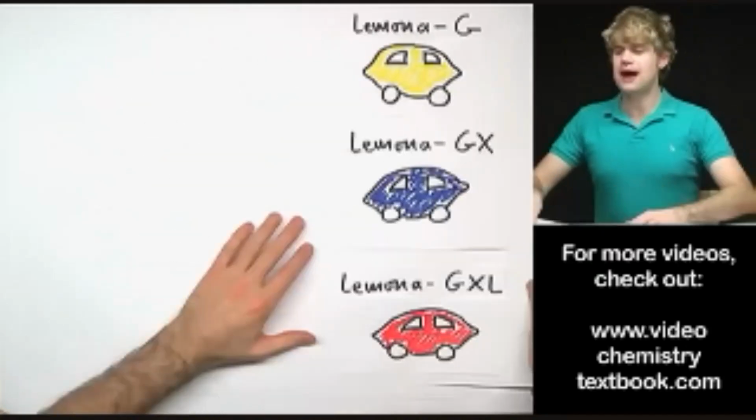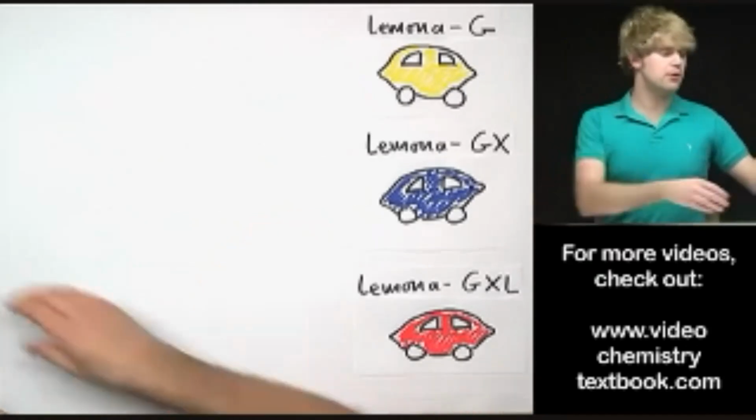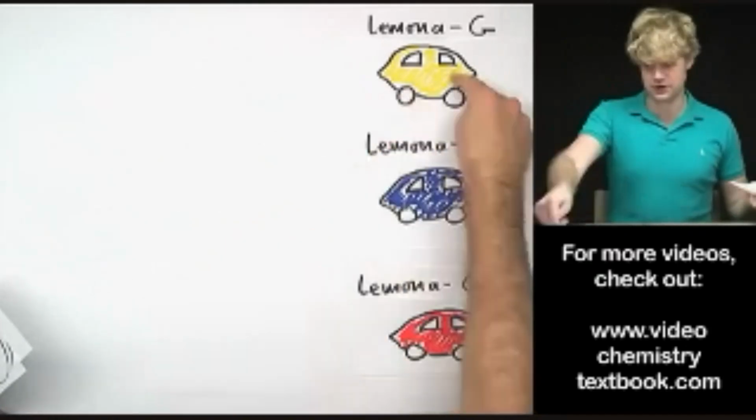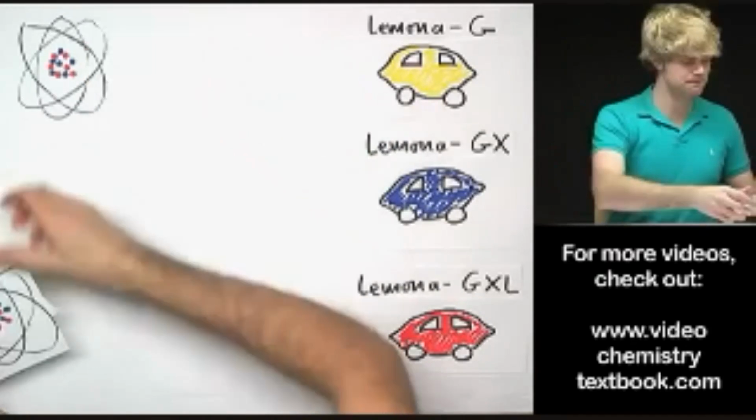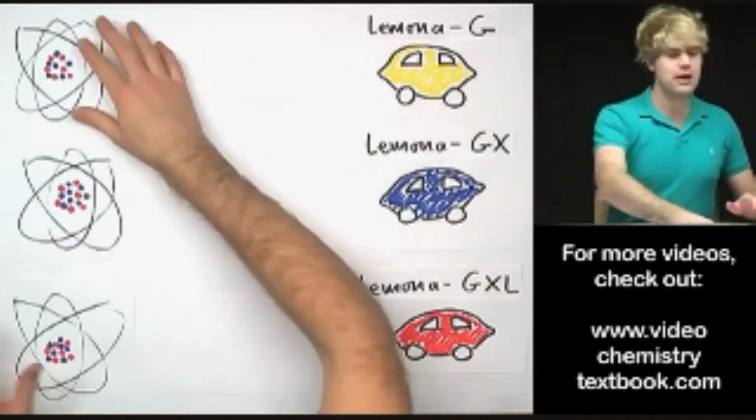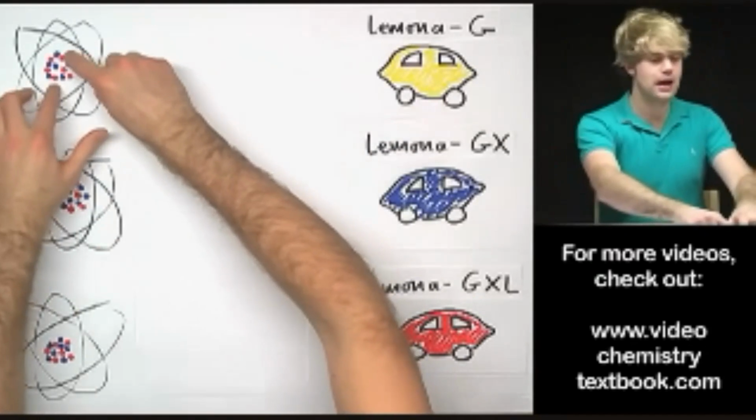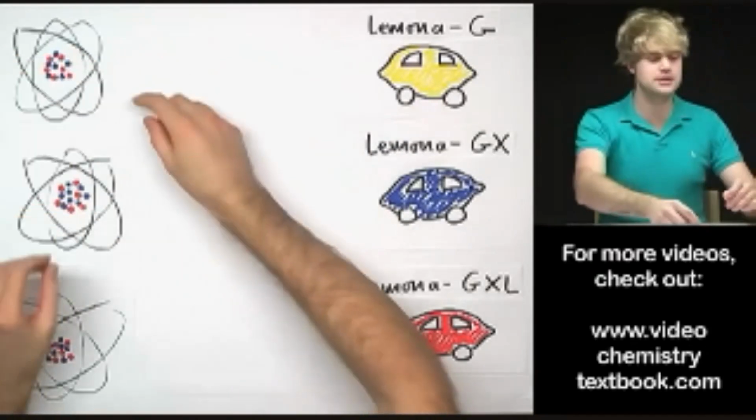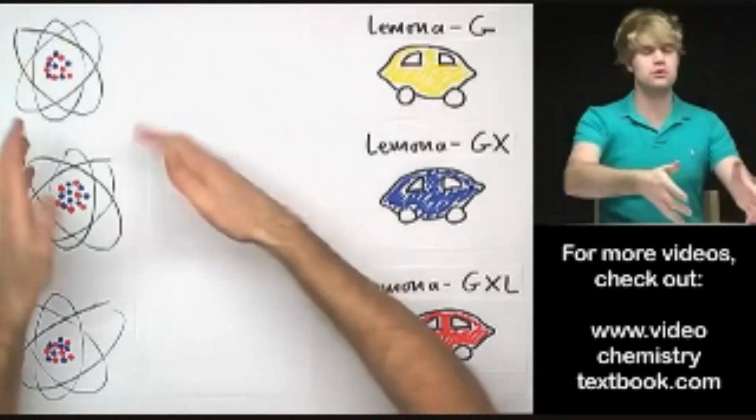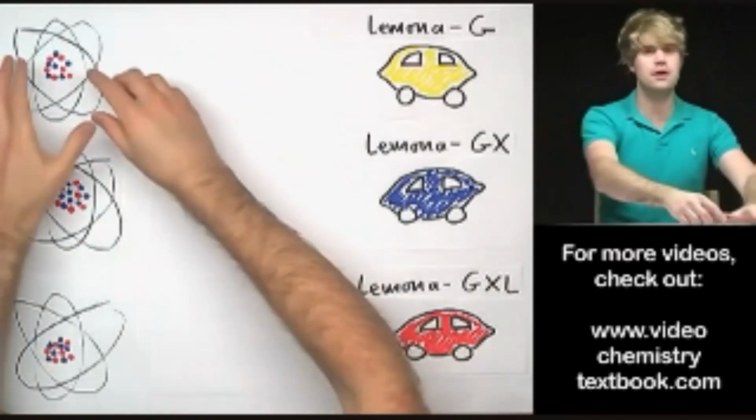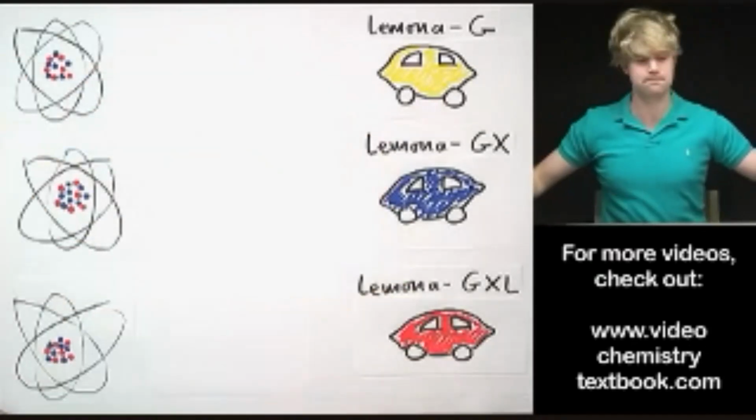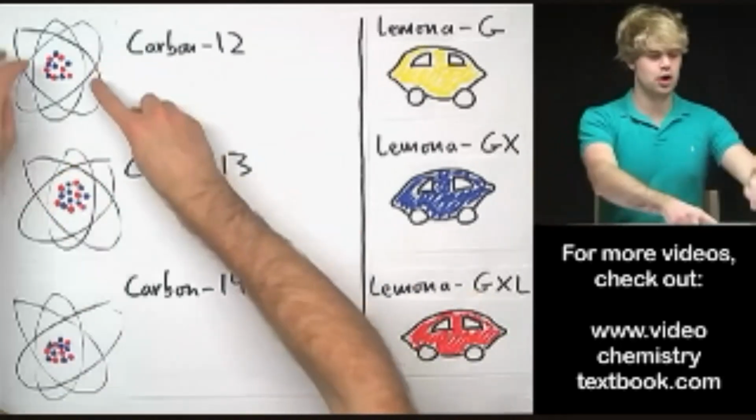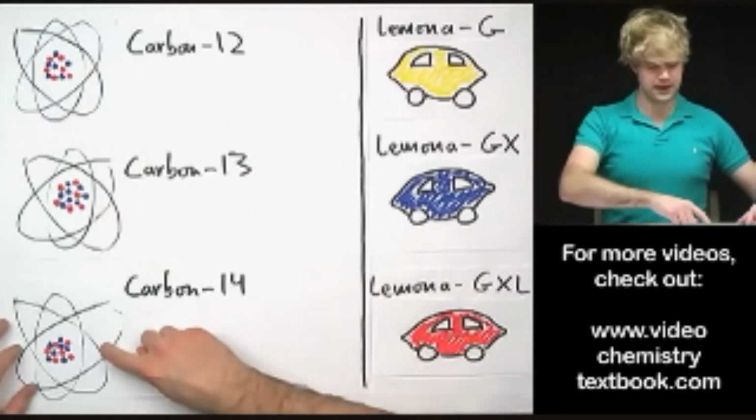I want to use this analogy now to talk about the same thing but with atoms. I want to now introduce you to three models of carbon, just the way there are three models of the Lamona. Here are the drawings of each one of them, and what we're particularly concerned about is the nucleus. I'm using these red dots to symbolize protons, and the blue dots to symbolize neutrons. The swirly circles are supposed to represent electrons buzzing around the nucleus, but we don't really want to worry about that too much right now. Anyway, these three models of carbon are carbon-12, carbon-13, and carbon-14.